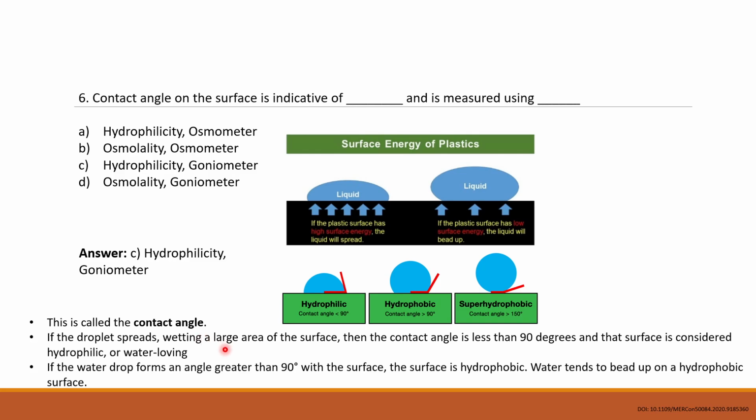So if the droplet spreads, wetting a large area of the surface, then the contact angle is less than 90 degrees. If it spreads, obviously it will become flat like this, right? So when it becomes flat like this, you can see the contact angle is very narrow. It's less than 90. This is your 90-degree line, perpendicular. So when you draw like this, the angle is coming less than 90. When it becomes flat, the angle will become narrow, and then your surface is considered to be hydrophilic or water loving.